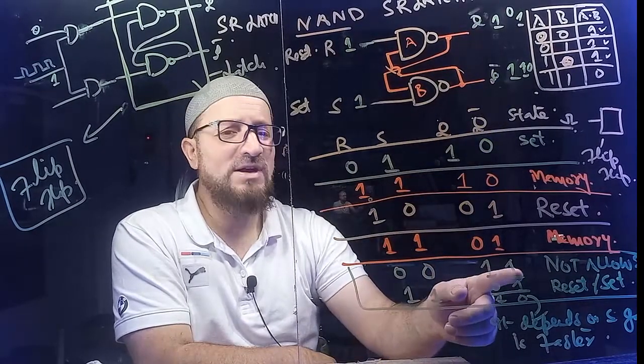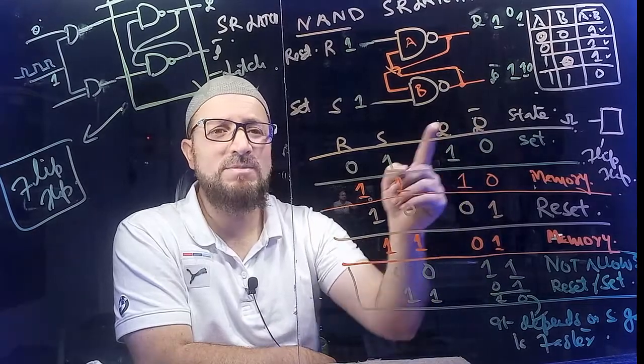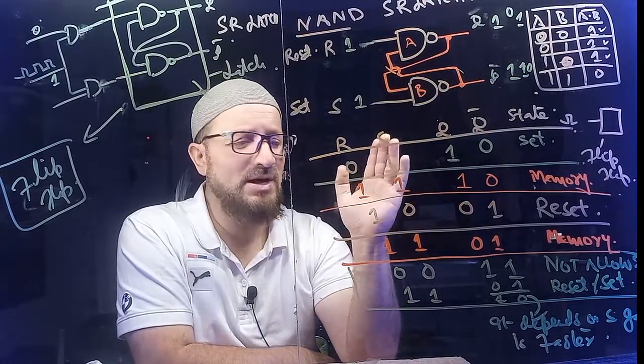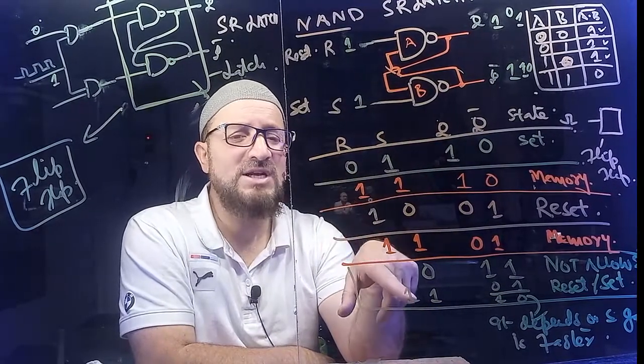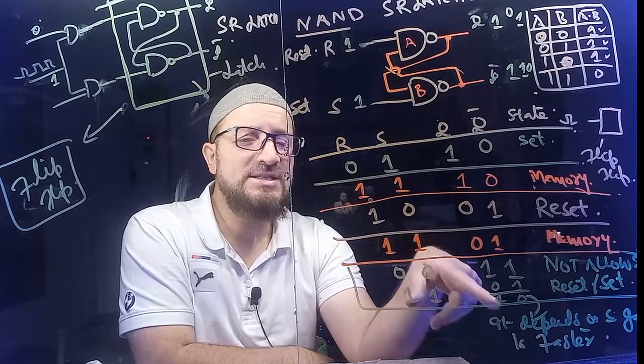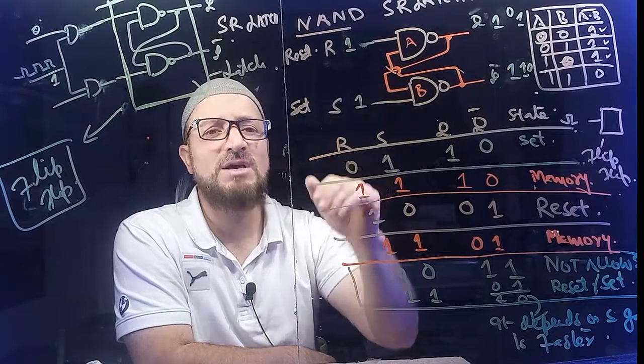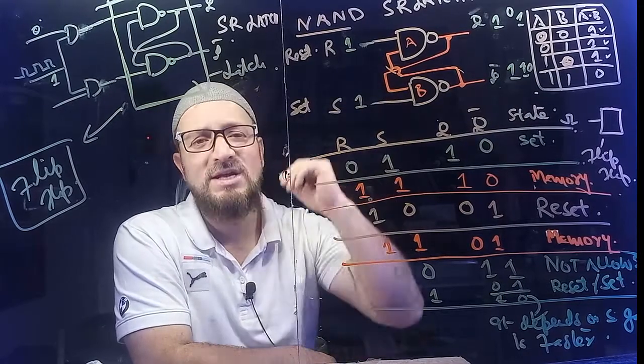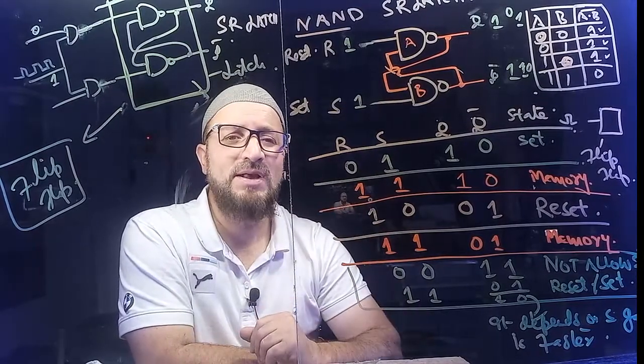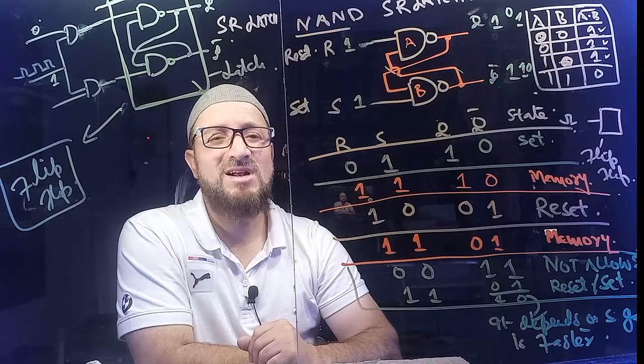So when there is both 1, 1, that is Q and Q complement ka concept khatam, mamla khalas. Aur uske baad jab aap memory state lagaoge, it can set or reset depending upon ki kis gate ne pehle kaam kiya. Agar is gate ne kaam kiya toh set ho jayega, agar us gate ne kaam kiya toh reset ho jayega, theek hai na? That means it's not a reliable state.